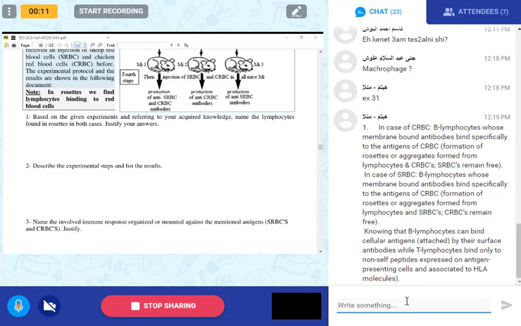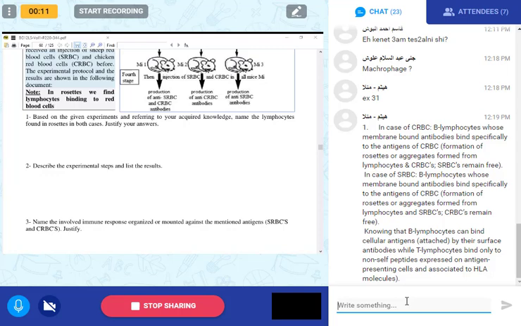Mohamad, read me the answer please. In case of CRBC, B lymphocytes whose membrane bound antibodies bind specifically to the antigen of CRBC, formation of rosettes or aggregates formed from lymphocytes and the CRBCs, SRBCs remain free.